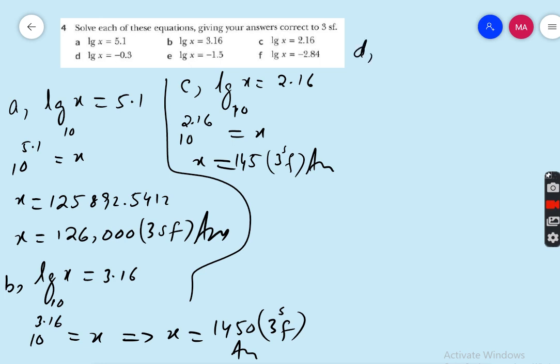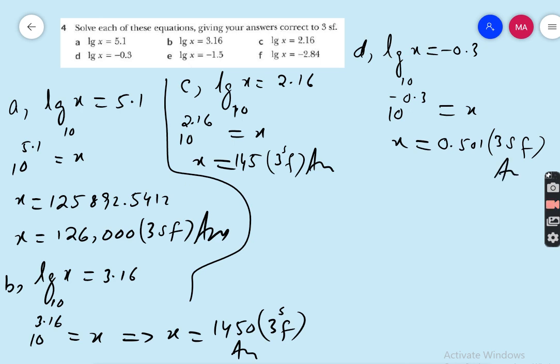Come to part D. Part D is log x is equal to minus 0.3. The base is 10, so 10 to the power minus 0.3 is equal to x. So x is equal to 10 to the power minus 0.3, which is equal to 0.50 and so on. We have to write the answer in 3 significant figures. So for 0.501, 3 significant figures. Okay, so you must clear the concept. You must have the concept of rounding of the number.